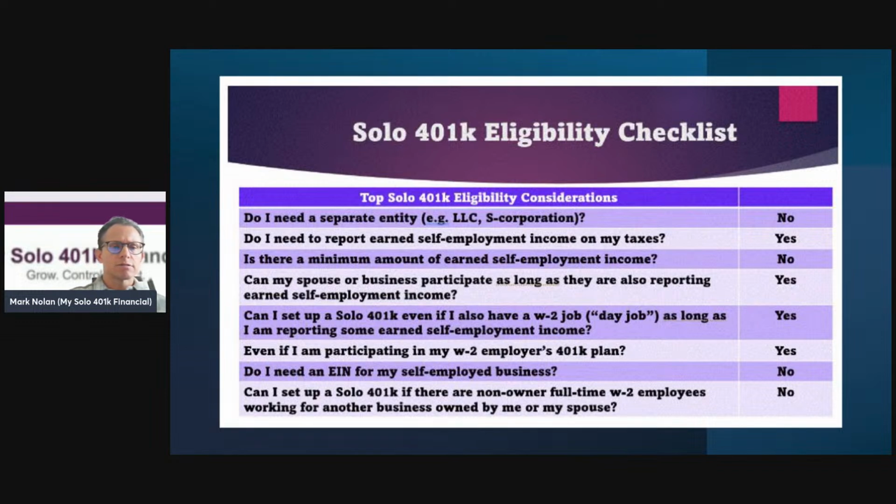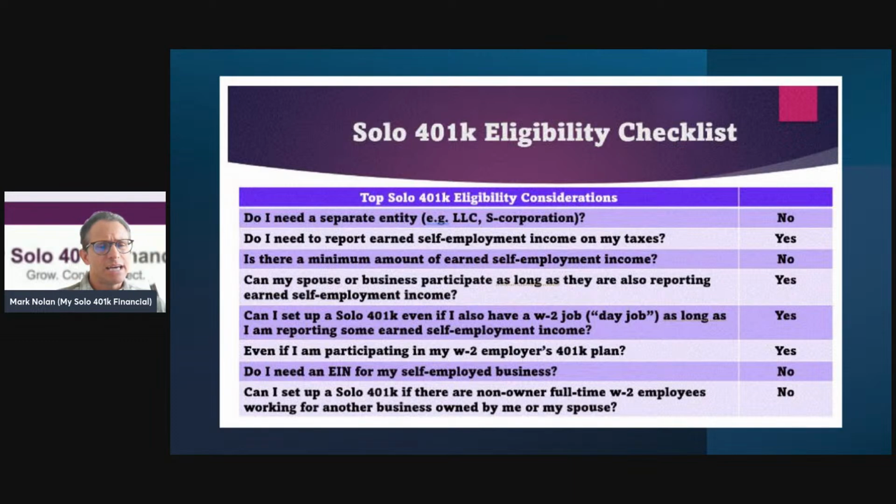All right, let's look at some more slides here and we'll come back to some more questions. So let's look at the solo 401k eligibility perspective for those who are looking to open a solo 401k for the first time. So any entity type could sponsor a solo 401k, meaning that it doesn't have to be a formal entity such as a limited liability company or an S corporation. It can be a sole proprietorship where you're a contractor and you file Schedule C, or let's say you're a farmer, you would file Schedule F.